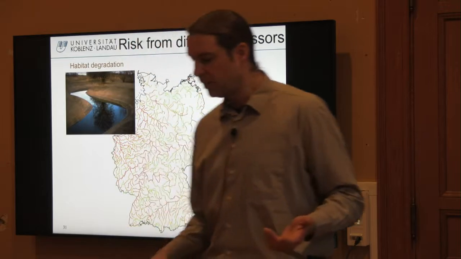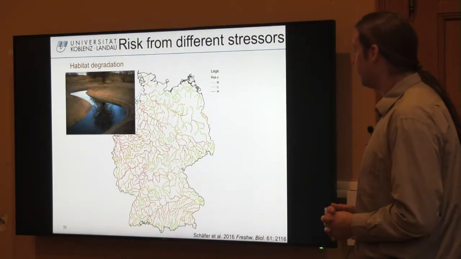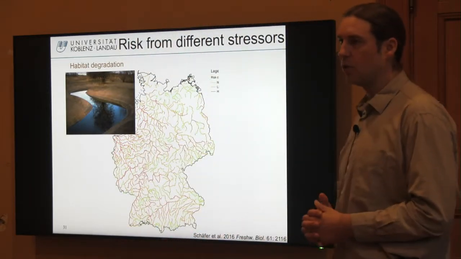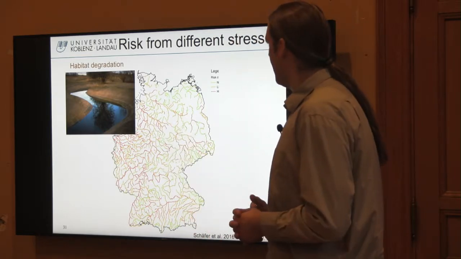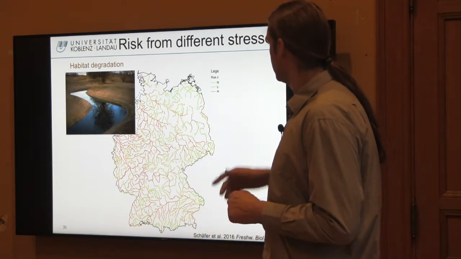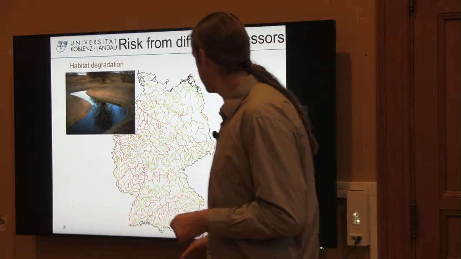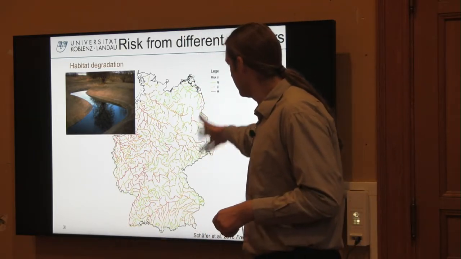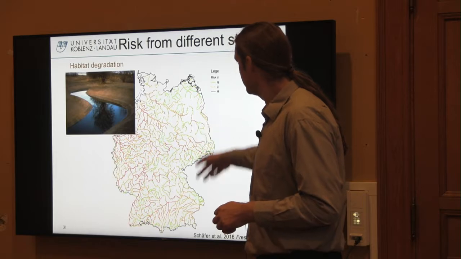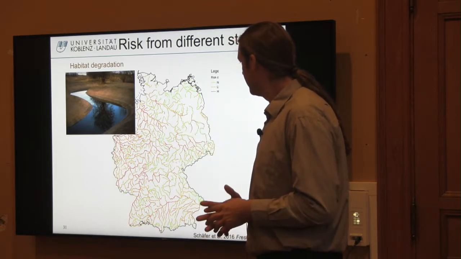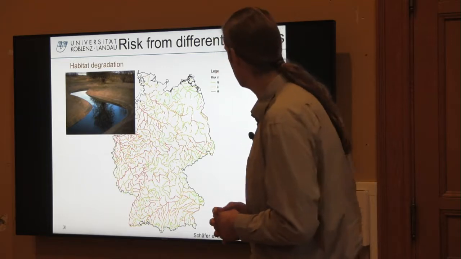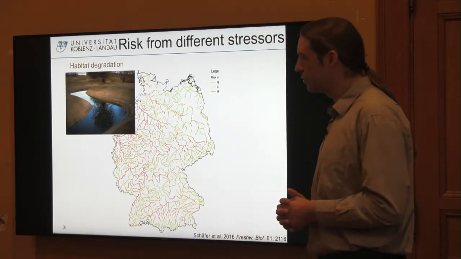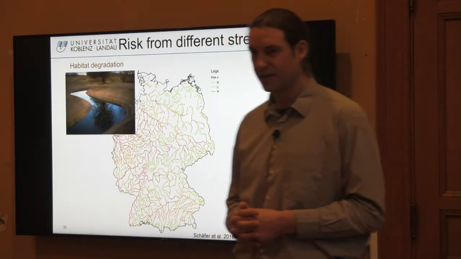So what we asked ourselves, well, how often do these stressors actually co-occur in a typical river? And we looked for Germany, we looked at habitat degradation, so that's for medium to large rivers in Germany. That's the map of structural quality for Germany. You see it's mainly red and orange, that means it's not that fantastic.